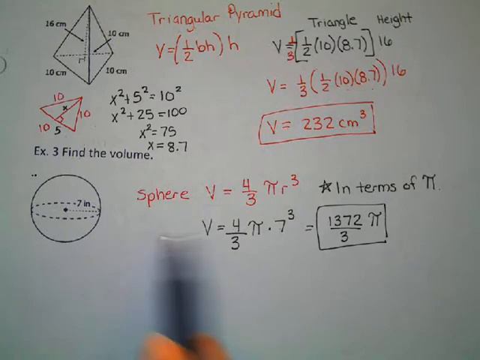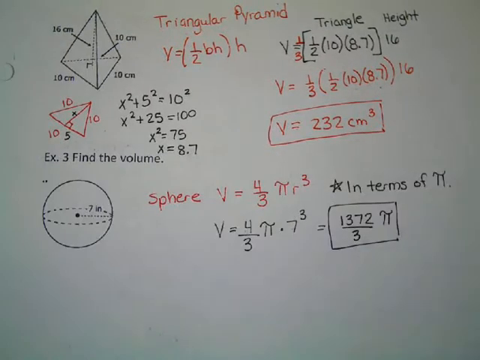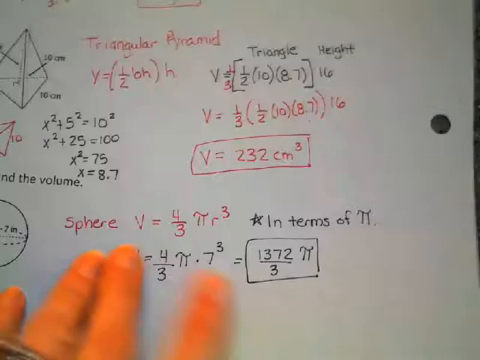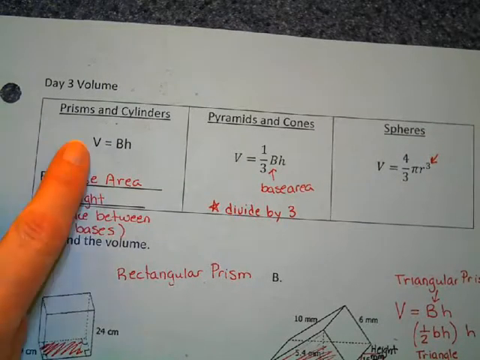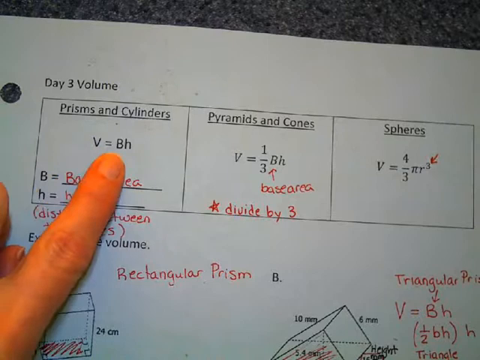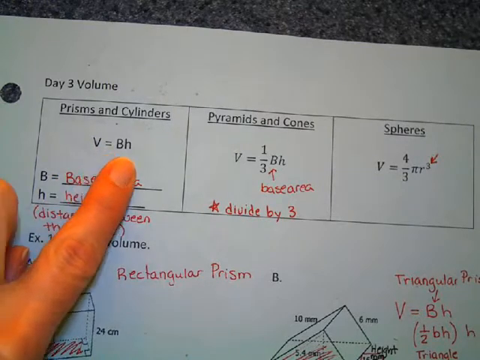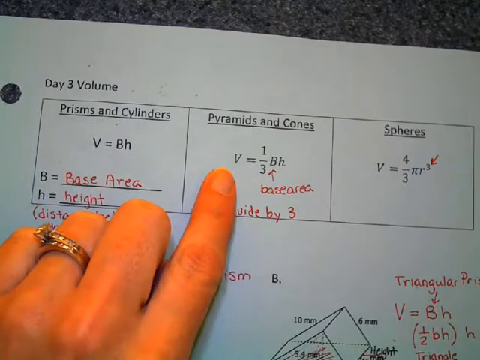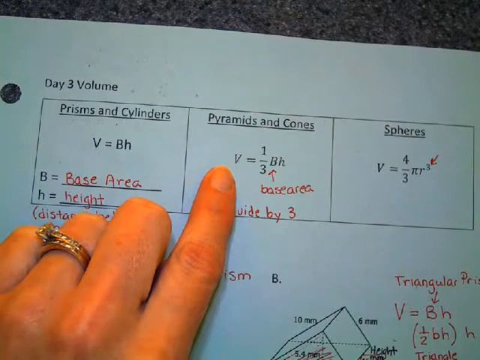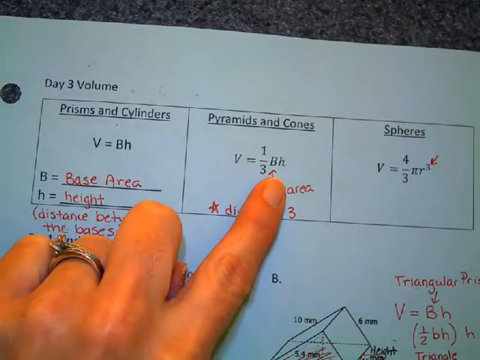So our 3 formulas today. Prisms and cylinders have the same volume formula. You take the base area, whatever the base is, times the height. Pyramids and cones, they go to a point, so you do the same base area times height and then divide it by 3. And the last one, spheres, is 4/3 pi r cubed.